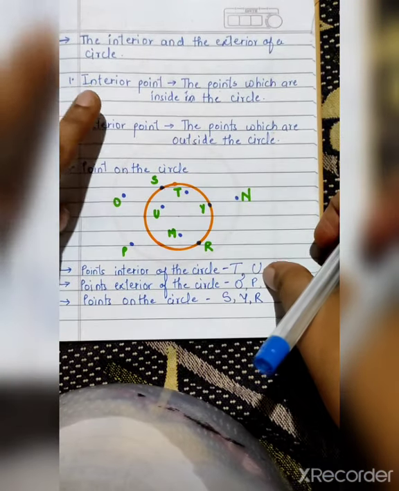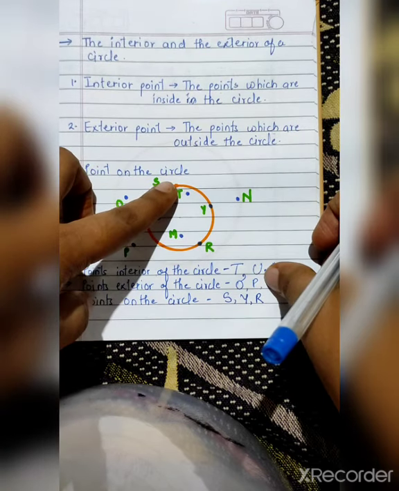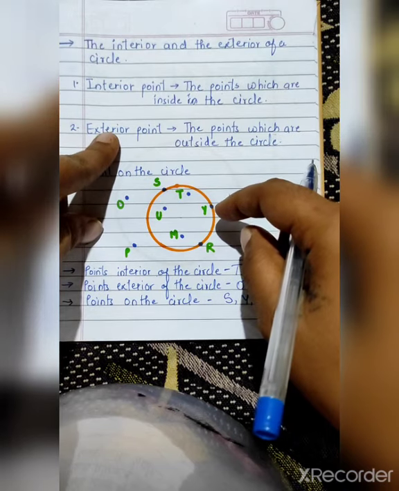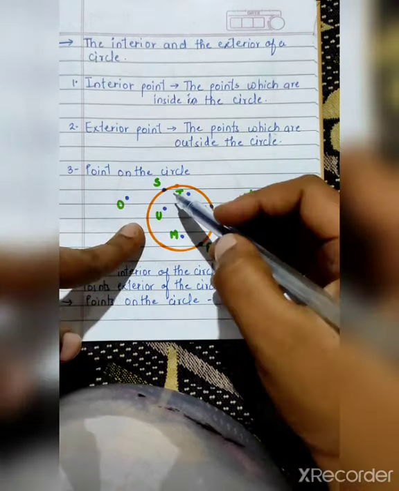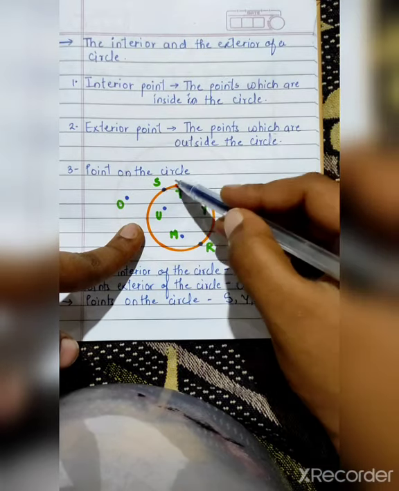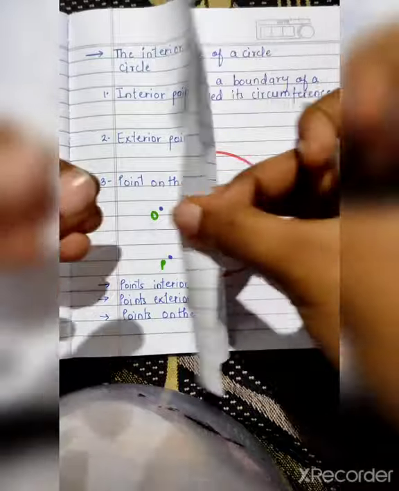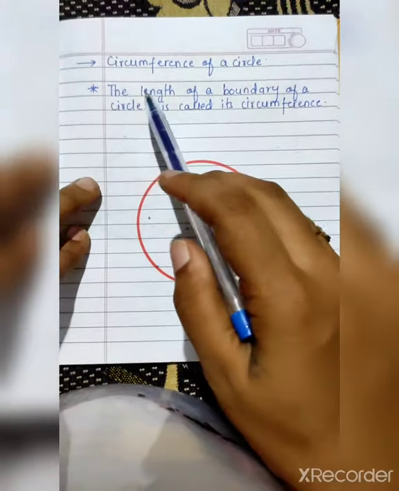Understood, students? What are the interior points, exterior points, and points on the circle? Interior means inside the circle. Exterior means outside the circle, and points on the circle means which are on the circle. Now moving to our next topic, the circumference of a circle. What is a circumference?